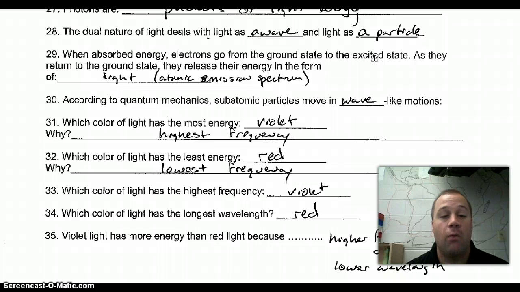On the same hand, ROY G. BIV, the opposite of V, which is violet, is R, which would have the lowest frequency, the longest wavelength, and the lowest amount of energy. That kind of takes you through everything that you need to know.